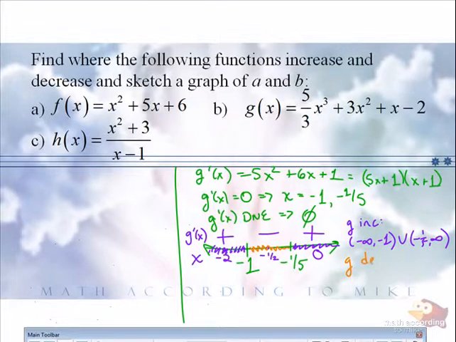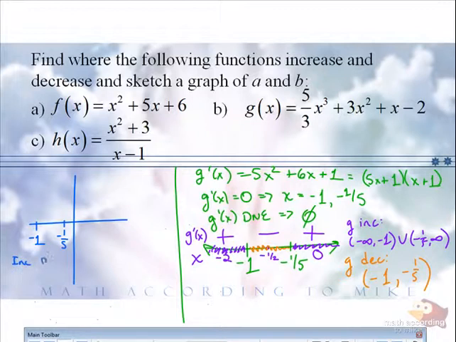So what values of x are those? Negative 1 to negative 1/5. So here's negative 1. Here's negative 1/5. All we know is that it goes from increase to decrease to increase. That's what our number line says. And as we talked about earlier, there's 3 different shapes for increase, and there's 3 different shapes for decrease. We don't know which shape it is.